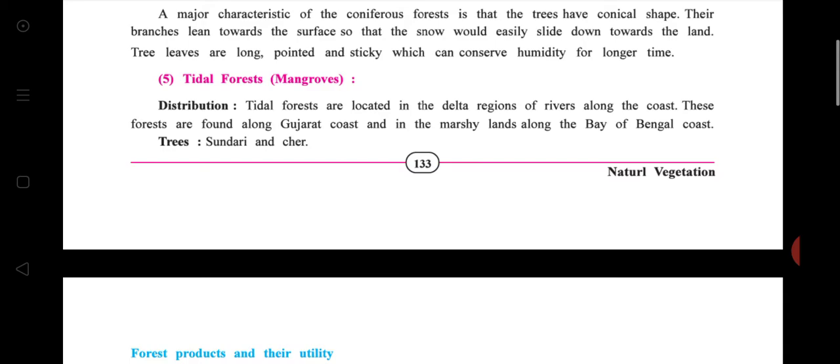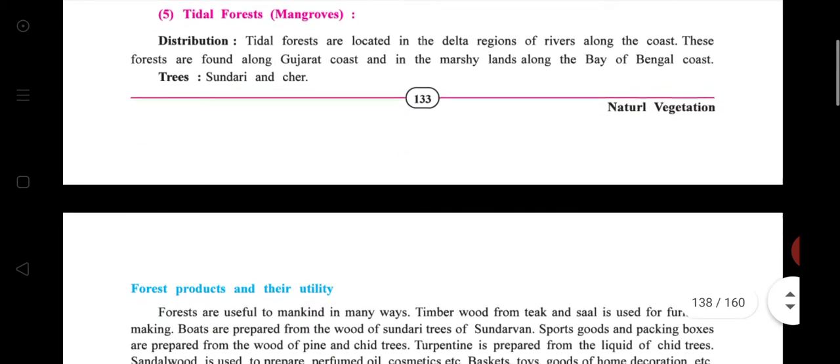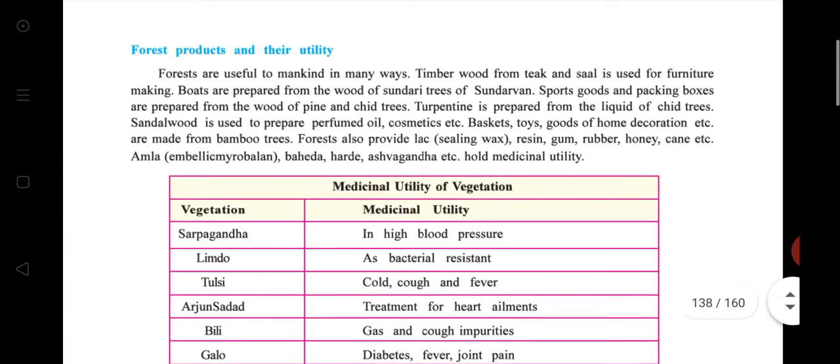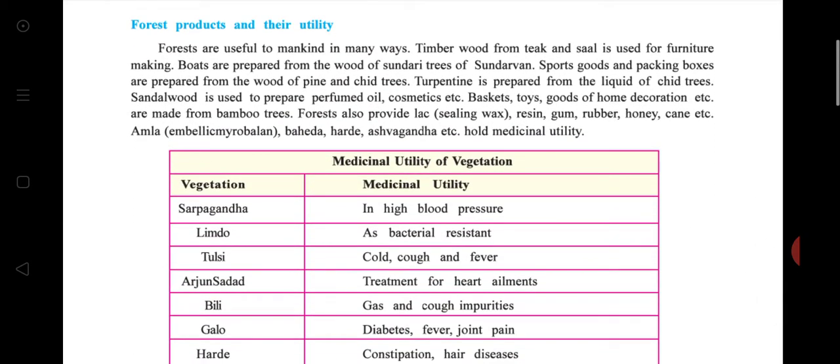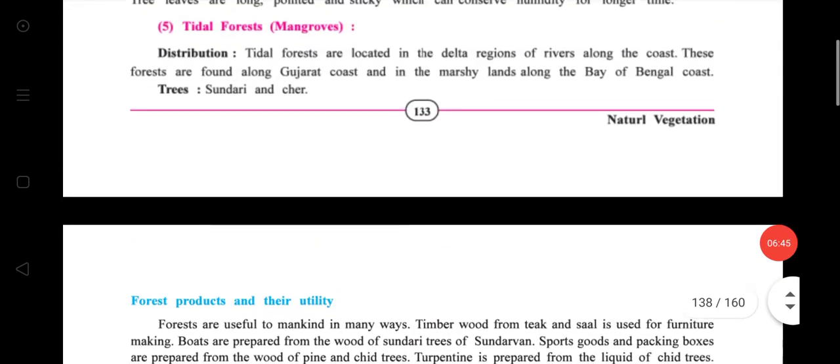Good. Then the fifth one is Tidal Forest, and the second name is mangrove. Distribution: they are located in the delta regions of rivers along the coast. This type of forest is located there. Then Sundari and Chair, and then forest product and their utility.